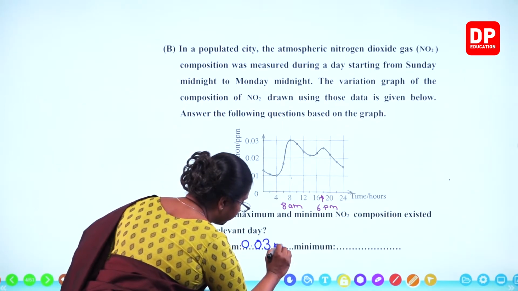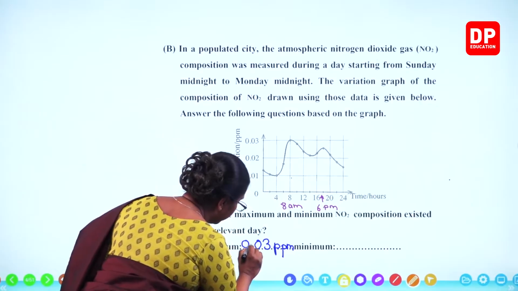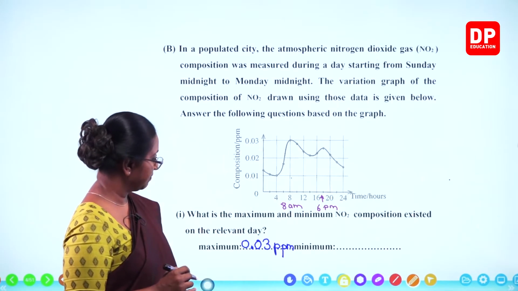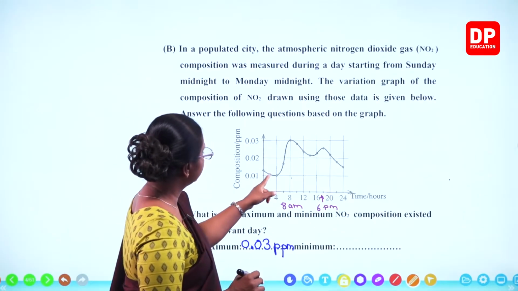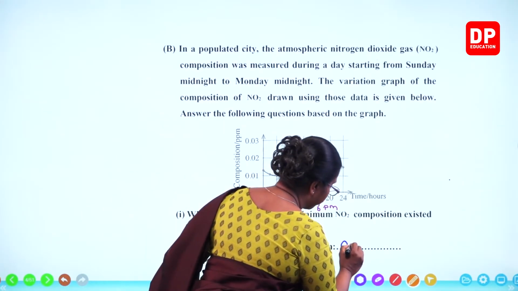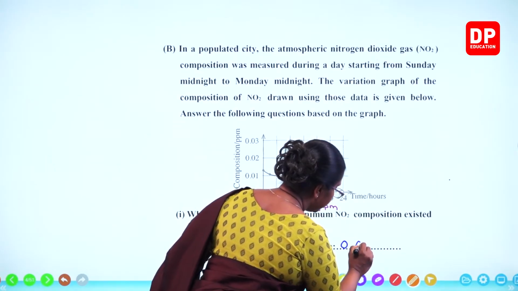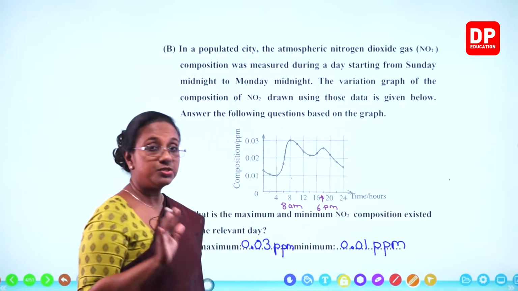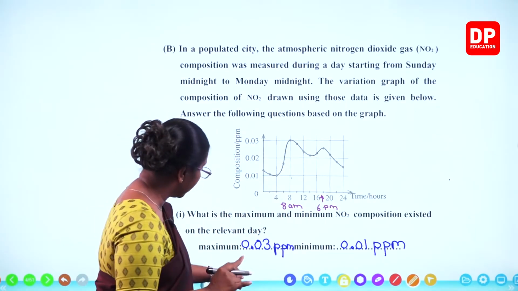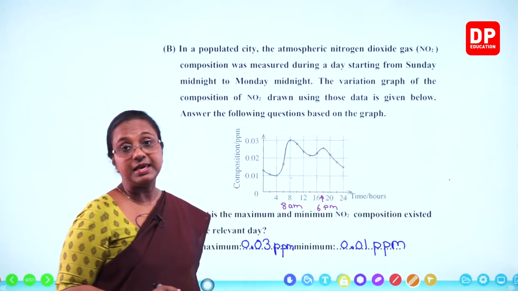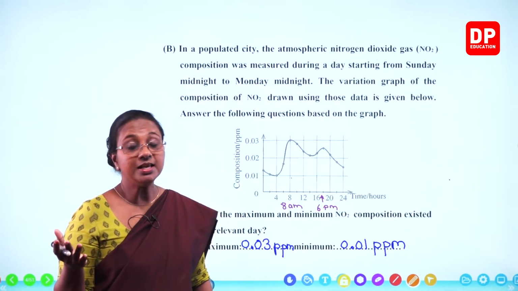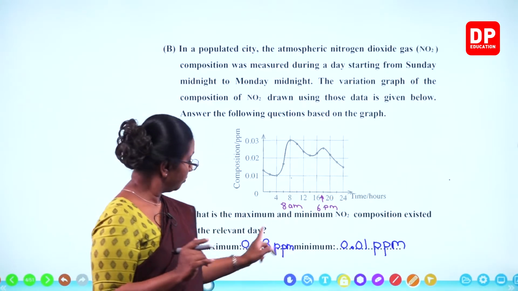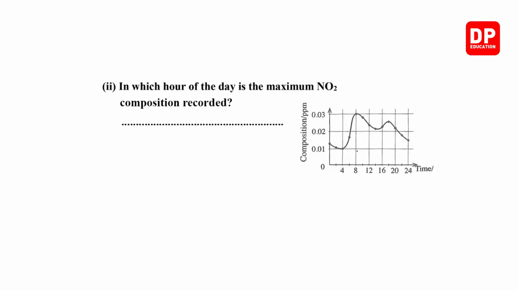0.03 ppm. You have to write the unit also. 0.03 ppm is the maximum value. Then minimum value 0.01 ppm. So students, when you are writing the answer, you have to write the value in ppm, parts per million, because here it's the composition. You have to remember that. Is that okay? So maximum and minimum values.